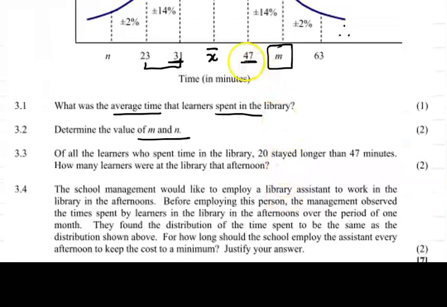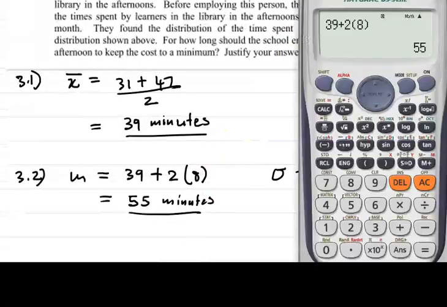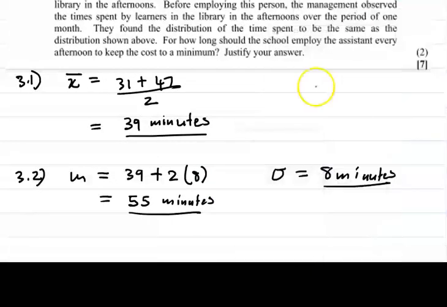Or you can just say 47 plus 8. So we just add 8. 47 plus 8 minutes gives us the value m. 47 plus 8 equals 55 minutes.